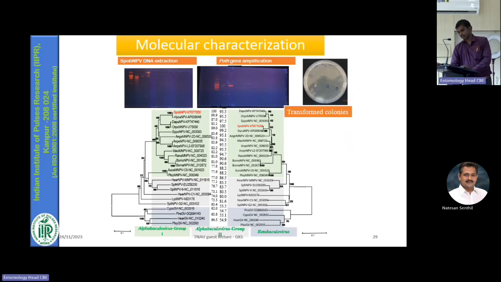So when we had analyzed the 4 genes out of the 22 core genes, we were able to identify that it belongs to the alphabaculovirus group 1, which is very closely related to Hyphantria cunea NPV. Hyphantria cunea is the fall webworm.